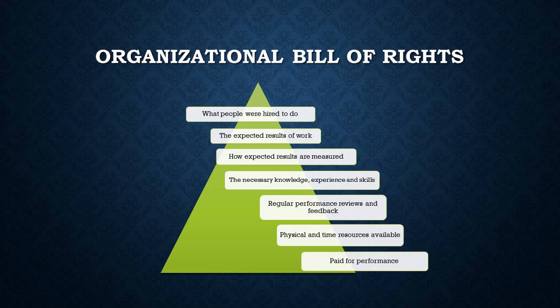The purpose of the Organizational Bill of Rights is to shed light on the uncertainty of responsibilities regarding the employees to the organization. It provides a clear organizational direction, and it is accessible to every member of the company. The Organizational Bill of Rights addresses what people are hired to do, the expected results of work, how expected results are measured, experience and skills, regular performance reviews and feedback, physical and time resources available, and paid for performance.